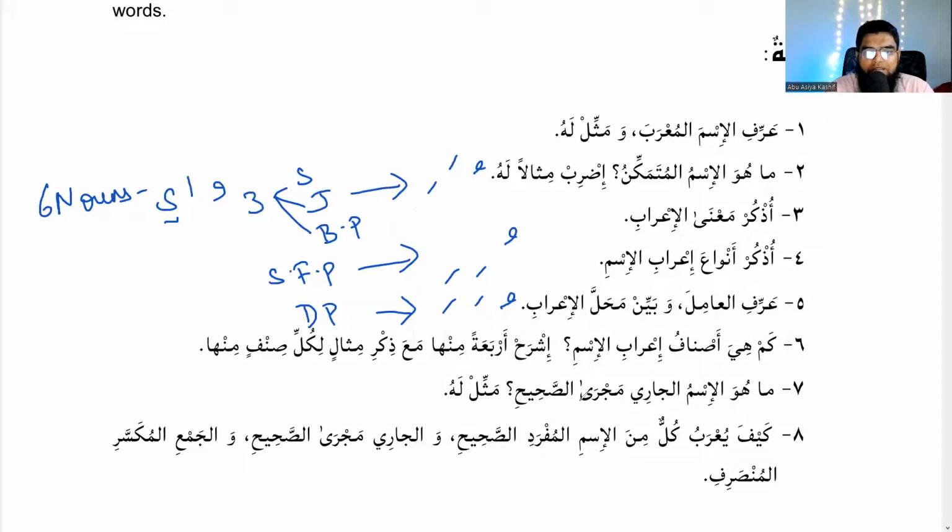ما هو الاسم الجاري مجرى الصحيح؟ What is the noun that behaves like a sound noun? They are those nouns which have a ya or waw at the end, but the previous letter has a sukun, like دَلْو، ظَبْي. So it's called جاري مجرى الصحيح. كيف يعرب كل من الاسم المفرد الصحيح والجاري مجرى الصحيح؟ How is it i'rab? Dhamma, fatha, kasra, no? Well, jam' al-mukassar is munsarif: fatha, dhamma, kasra. Normal.